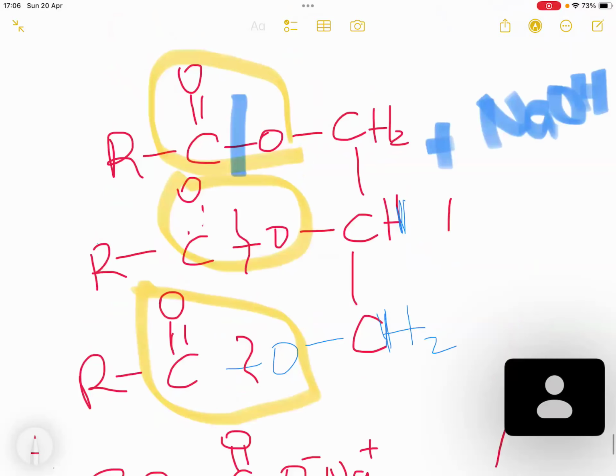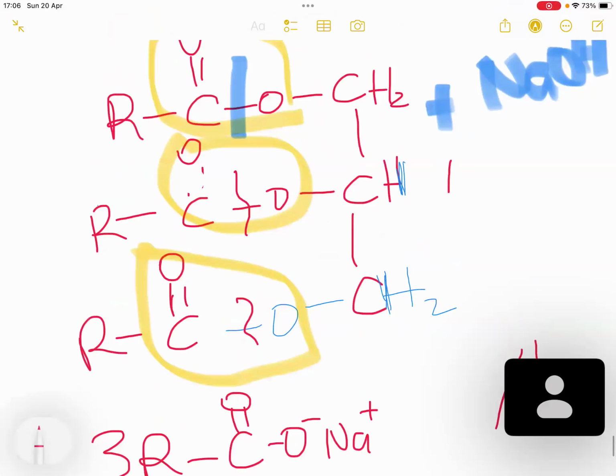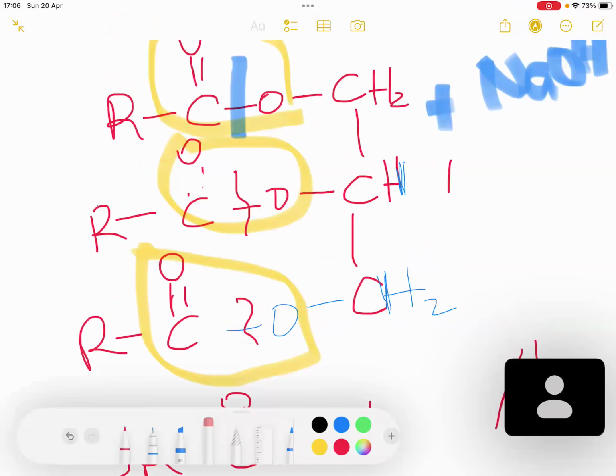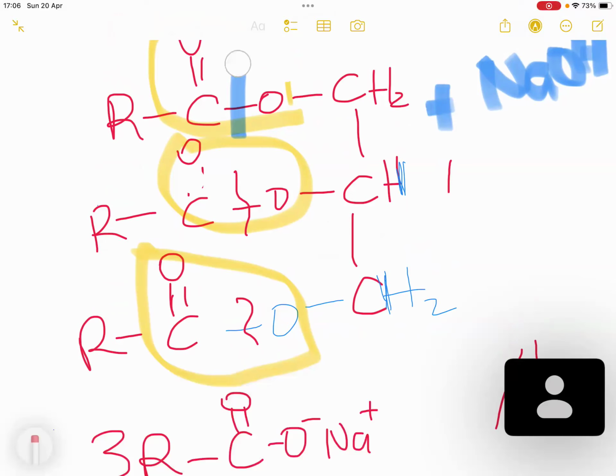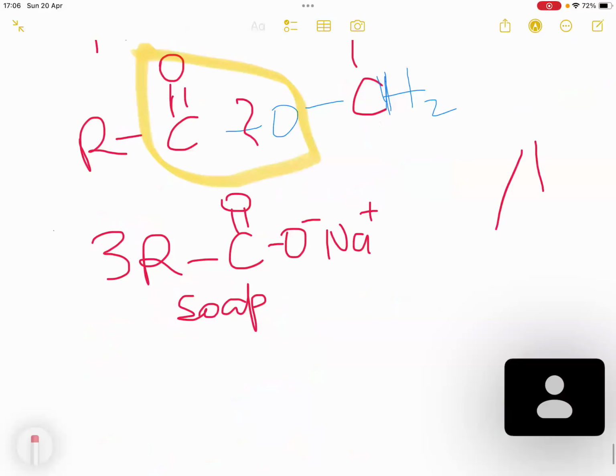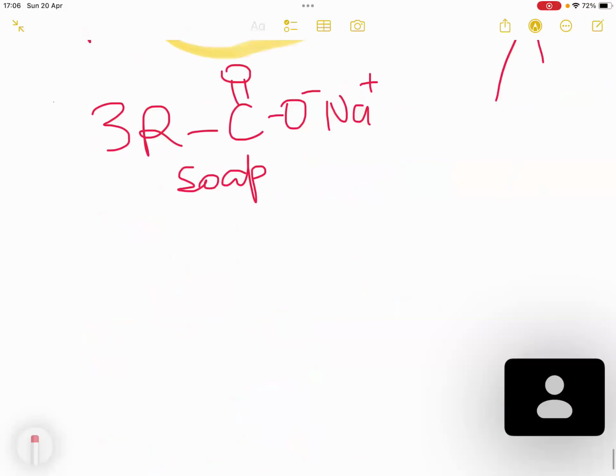Now, the other parts of the molecule, I want to rub out this, not sure how it's going to work. All right, let me draw it back to get the other parts of the product.